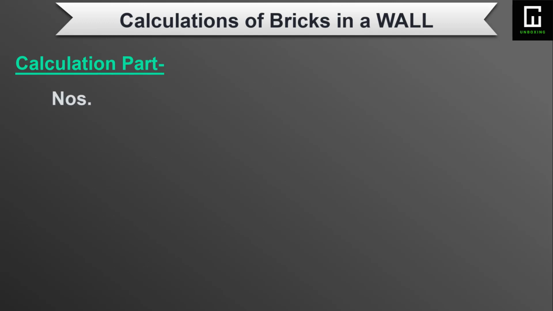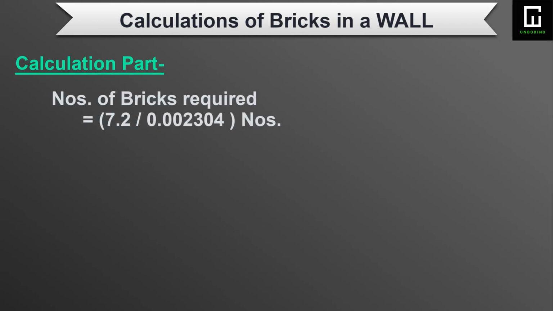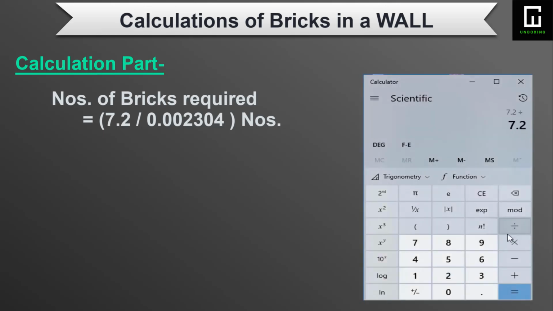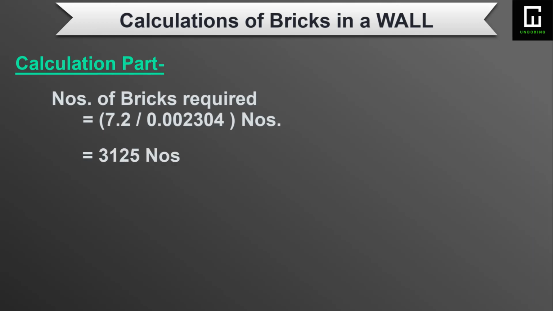So we can get the number of non-modular bricks by dividing 7.2 by 0.002304. So here, after dividing, we get 3125 bricks. This is the total number of bricks required for a 10 meter length of wall with 240 mm thickness.